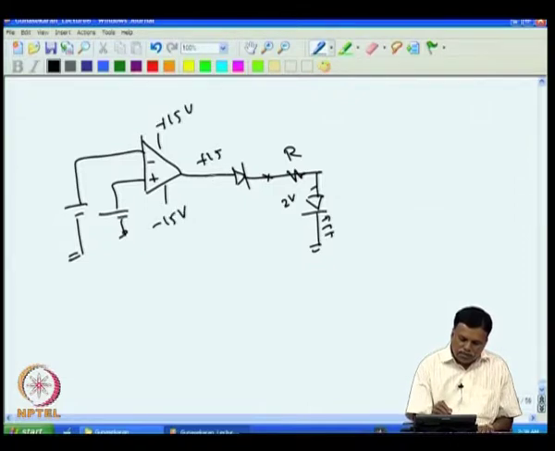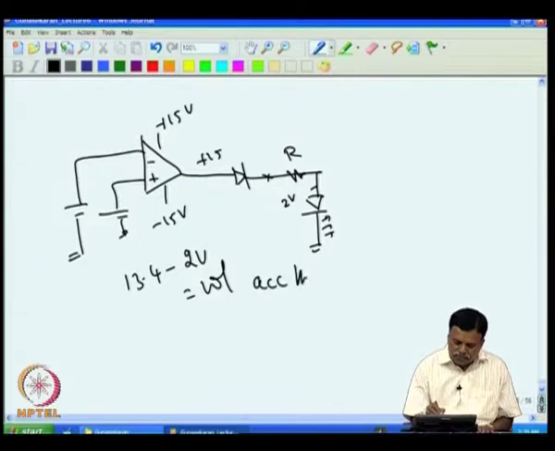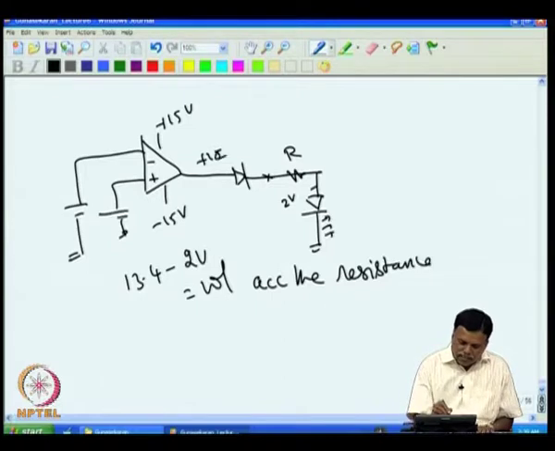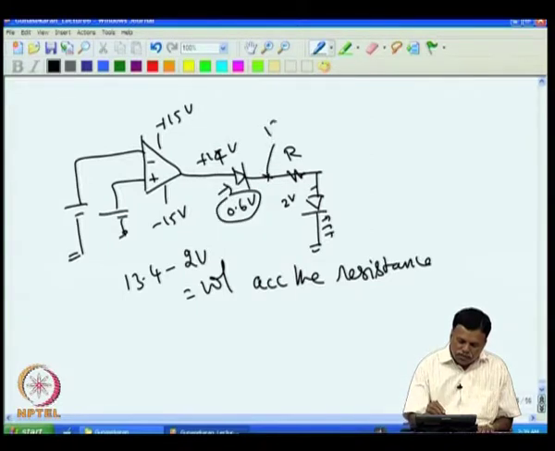So, the resistance R required will be, normally if you are operating plus 15, minus 15 volt, you may get around 14 volt, then here around 13.4 volt and 2 volt gone. So, 13.4 minus 2 volt is the voltage across the resistance. Taking this as 14 volt and this as 0.6 volt, you arrive at 13.4, and at this point you arrive at roughly 2. So, that comes to 11.4 volt across the resistance.